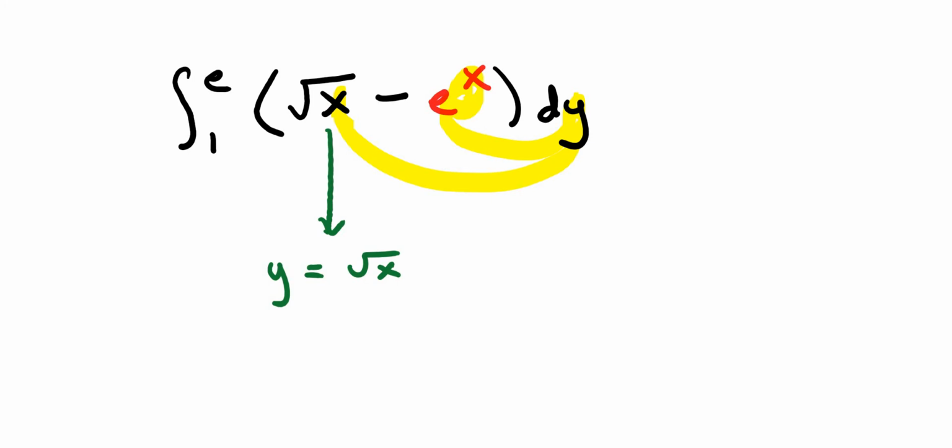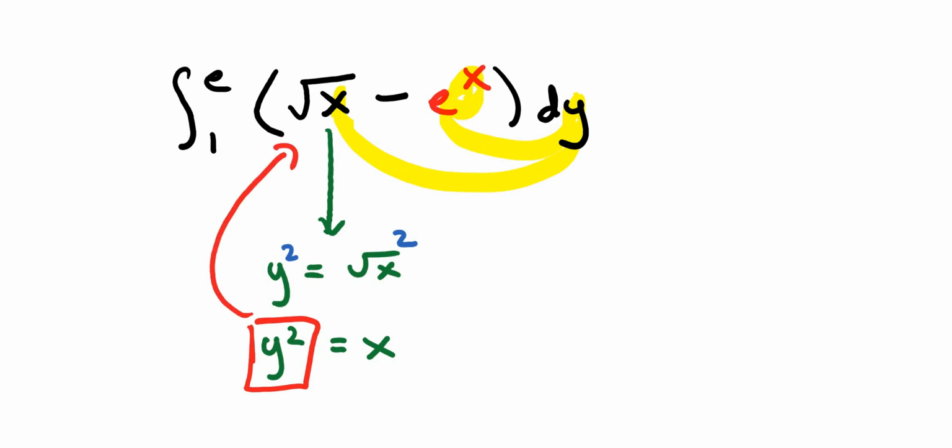And what you're going to do is isolate for the x variable. All right, so let's go ahead and solve for x here, so I can square both sides. And if I do that, I get y squared equals x. Okay, so this is now the function that's going to go inside my integral expression. So I'm going to erase all this, and I'm going to have y squared.